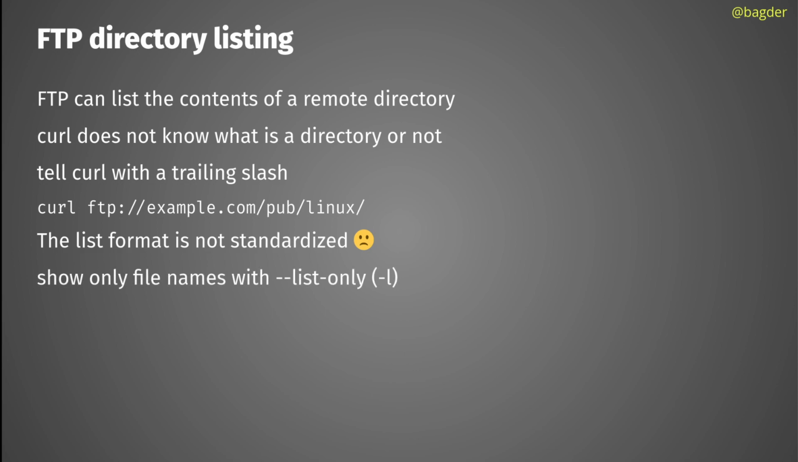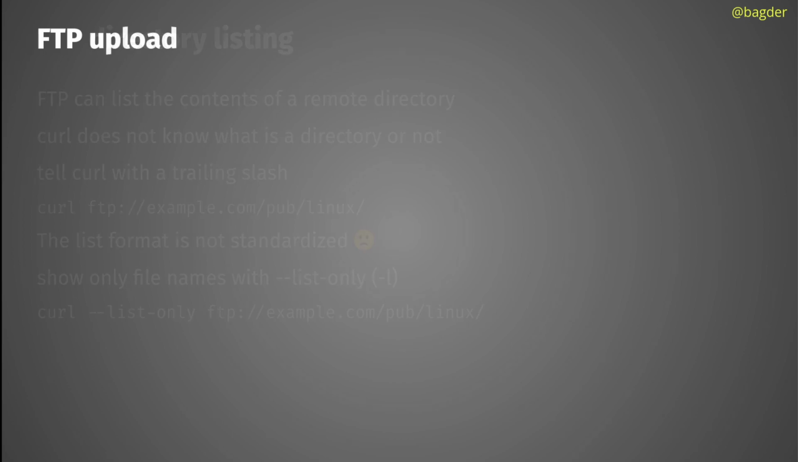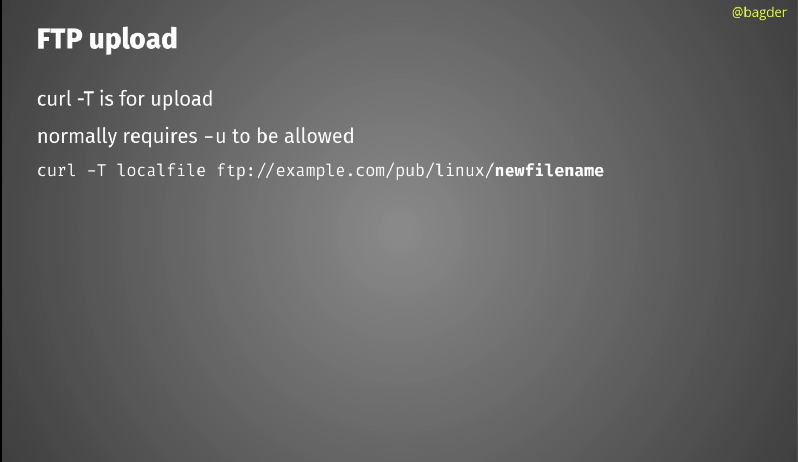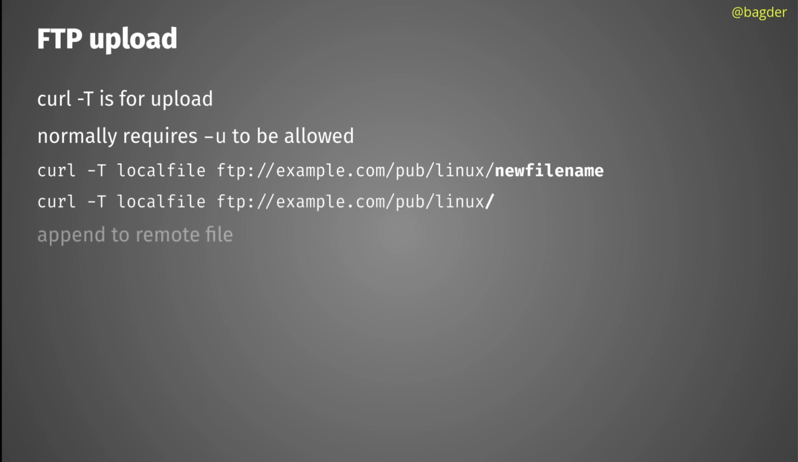You can make it slightly better by asking for list only, which is a different command that you send to the server, which then only lists the file names in that directory. That makes it a little bit easier, but there are still lots of caveats, and FTP is a weird protocol in general. It's old and weird. And if you want to upload, again, cURL -T, you normally want to have a user name and password, because servers rarely allow that for anonymous users. And again, you put the file name at the end and so on.